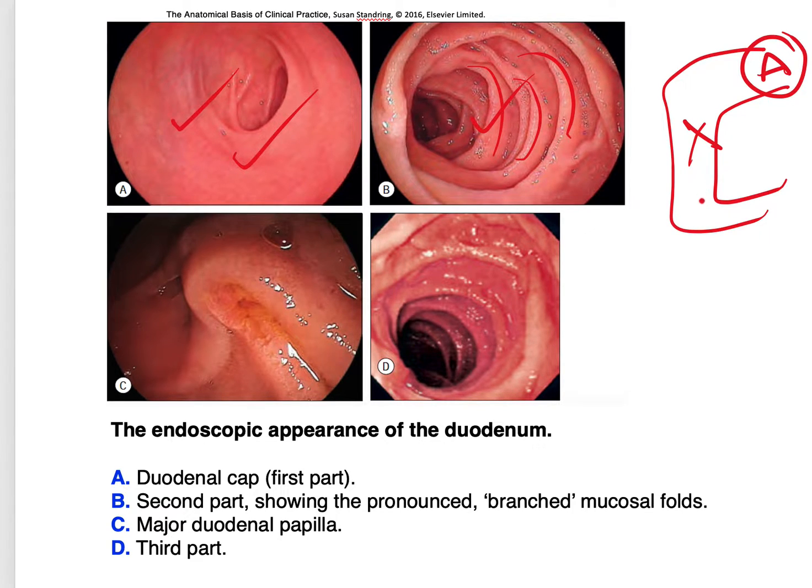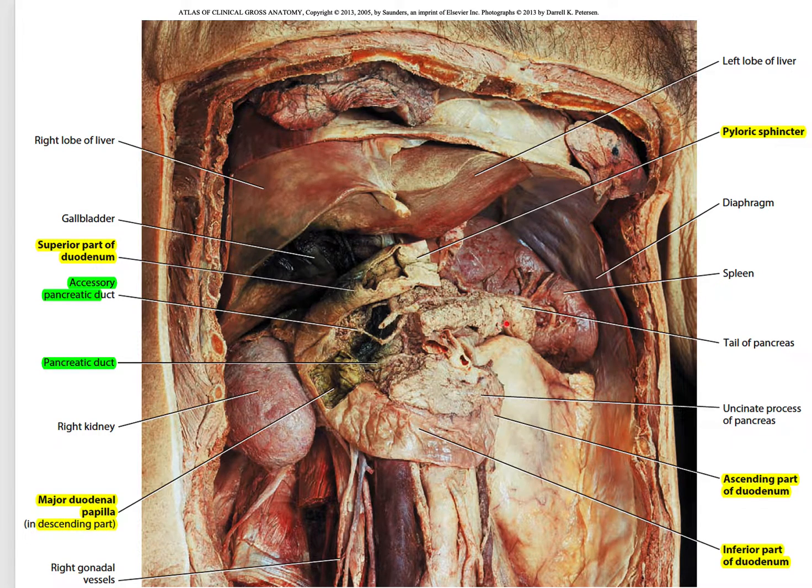Now go to this, I think, I'm not sure, but I think this is the major duodenal papilla here, and the third part here, guys, which again has a lot of mucosal folds or plica circularis. So this is what you see during upper endoscopy, right?